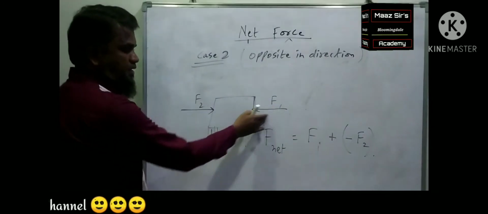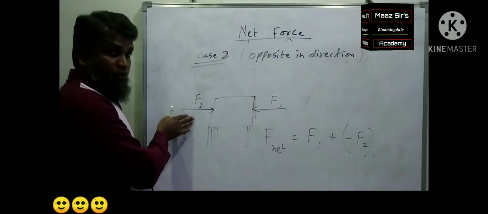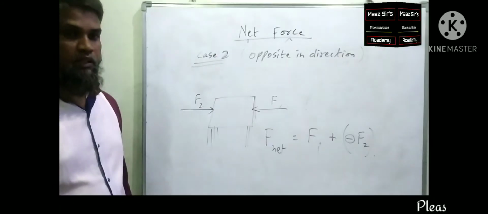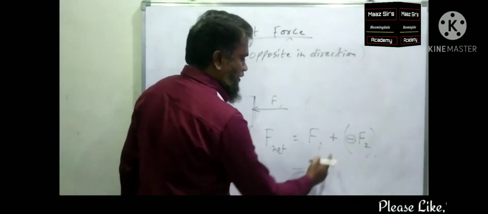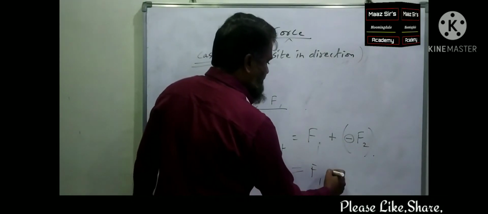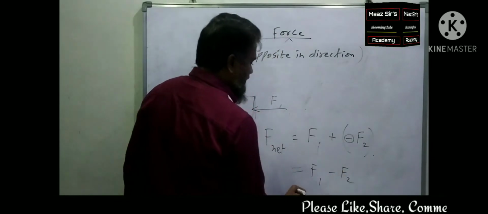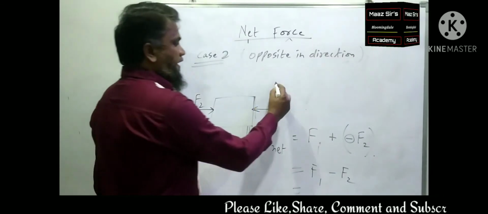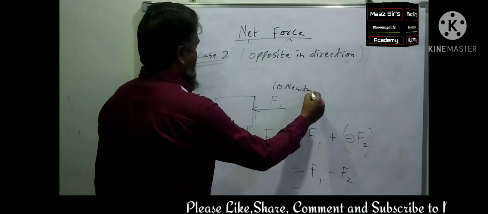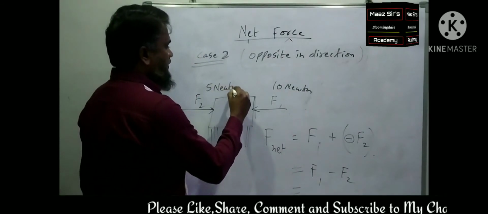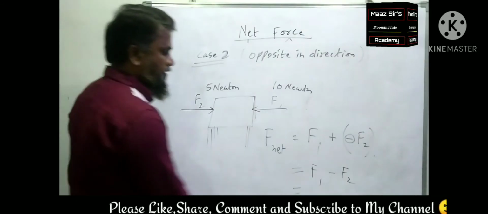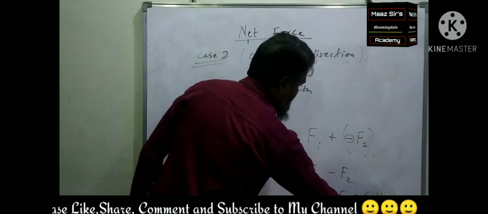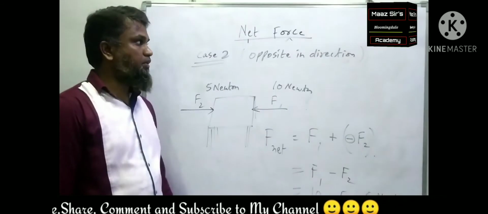Why? Because let us take this as the main force and F2 is opposite in direction, so that's why we represent it with a minus. So what will be the net force here? Plus into minus, minus. F1 minus F2. So this will give you the value of net force. Let us take F1 as 10 Newton and F2 as 5 Newton. When you substitute these values, you get 10 minus 5. So this is your total force. So this is about net force.